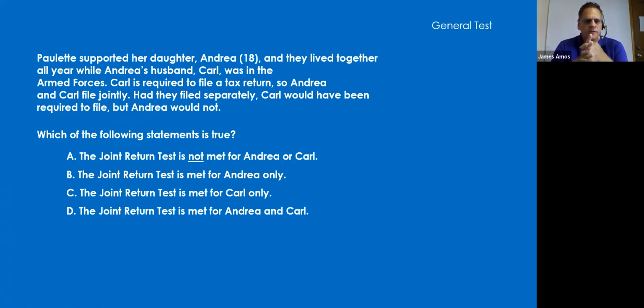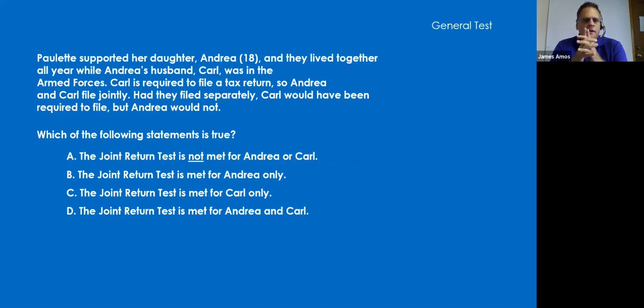Okay, so there's a bunch of information in there. So let's talk about this. Which of the following statements is true? The joint return test is not met for Andrea or Carl. The joint return test is met for Andrea only, or the joint return test is met for Carl only, or the joint return test is met for Andrea and Carl.